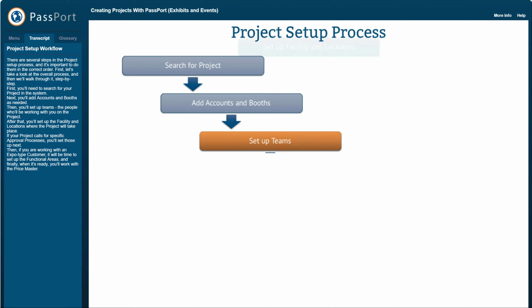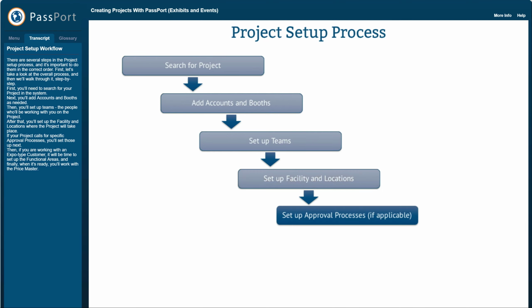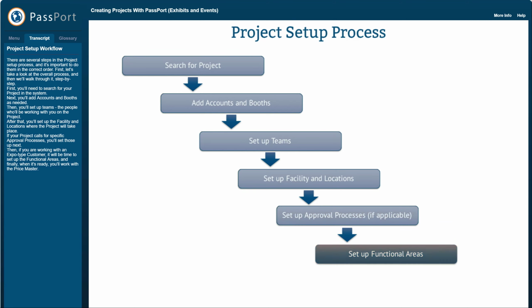After that, you'll set up the facility and locations where the project will take place. If your project calls for specific approval processes, you'll set those up next. Then, if you are working with an Expo-type customer, it will be time to set up the functional areas. And finally, when it's ready, you'll work with the Price Master.